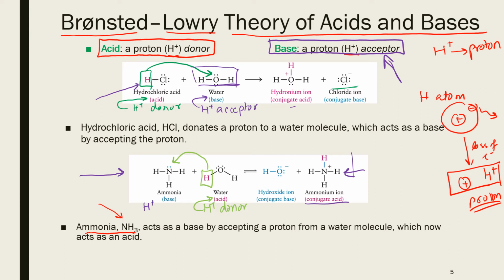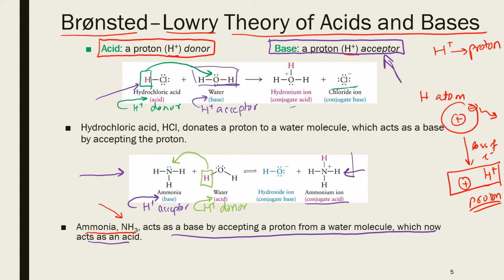So ammonia is an H positive acceptor. And we know any substance which accepts a proton is a base. So according to the Bronsted and Lowry theory, ammonia is a base. Hence this theory explains why ammonia is a base.